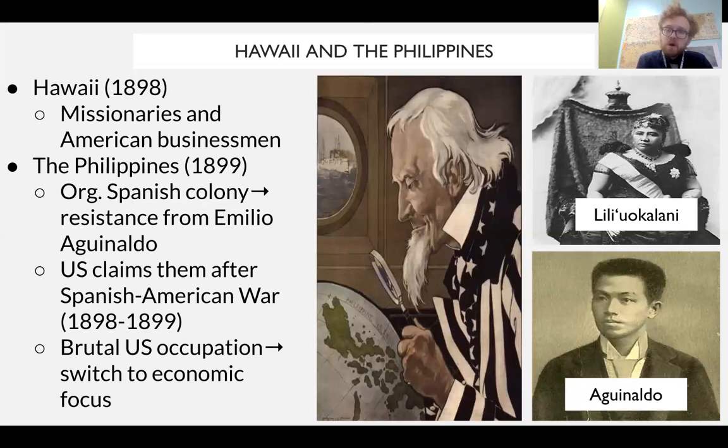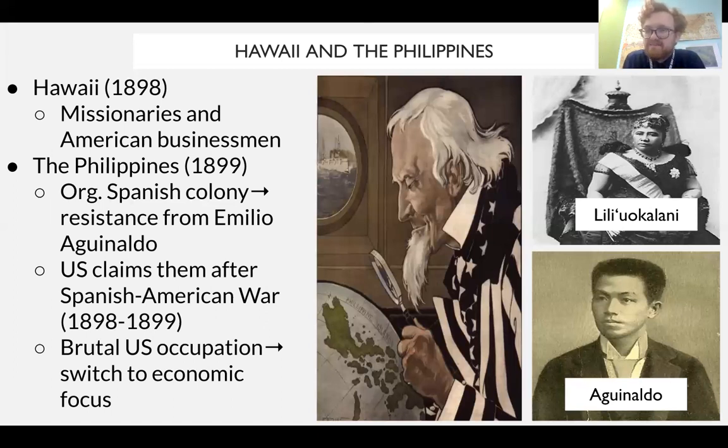However, the American response to this resistance movement is one of extremely brutal repression. We are going to see a very brutal suppression of a Filipino insurrection. We are going to see the US Army torturing prisoners. We will see them burning down crops and villages, forcing rebels into concentration camps. And around 200,000 Filipinos will die during this American occupation of the Philippines.